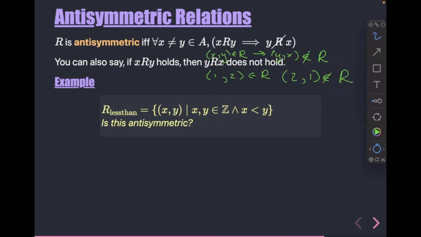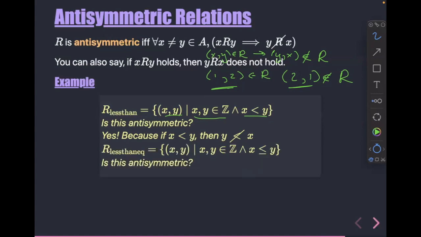It's always the case that if this pair is in it, then the flip is not going to be in it. So for our less than operation, you have your pairs (x, y) such that x is less than y, and x and y are both integers. So is this anti-symmetric? This was the example we were just talking about. And the answer is yes, because for all x and y, if x is less than y, then y is greater than x, so it's not going to be true that y is less than x.